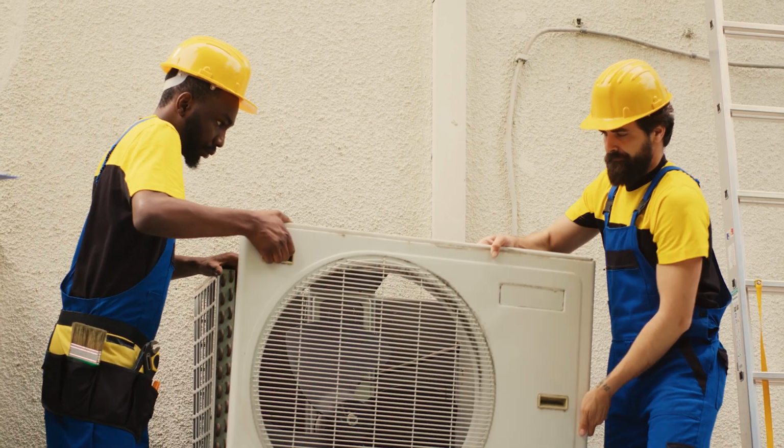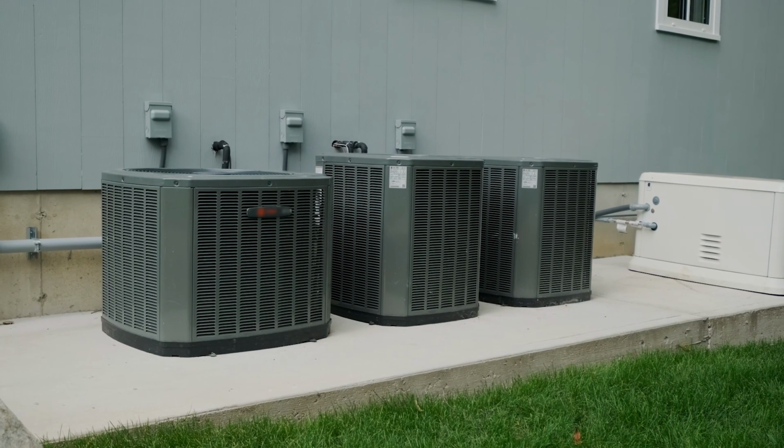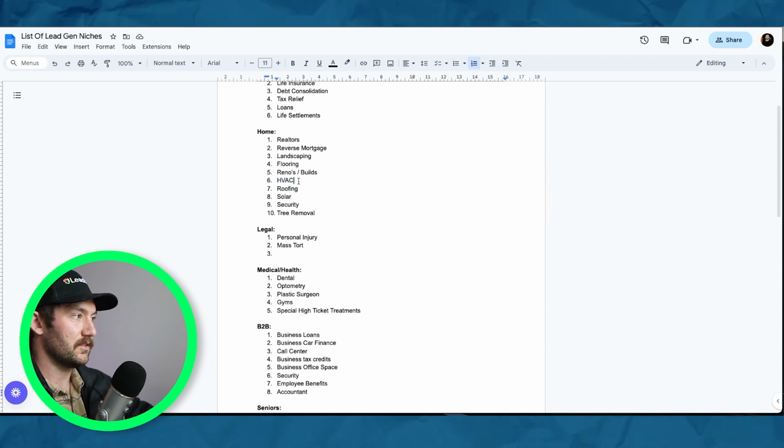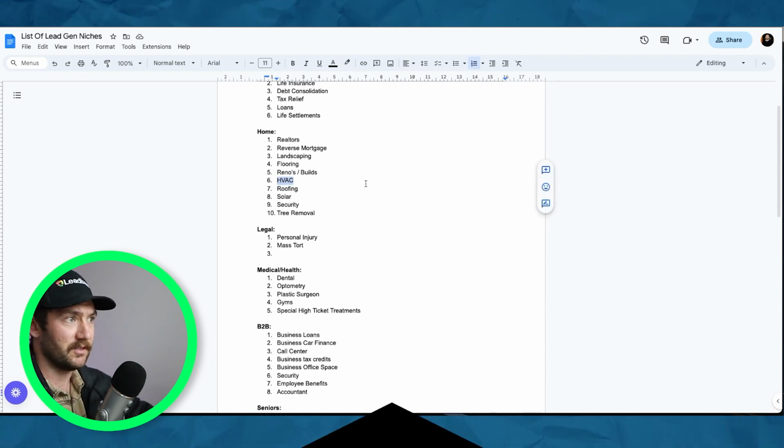I know people crushing it in HVAC. You have a really large potential value there, because if someone installs that HVAC system, it can cost anywhere from $5,000 to $20,000 and they make really good margins. So there's a lot of money to be paid out to a lead generator.